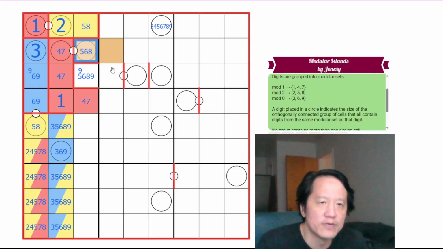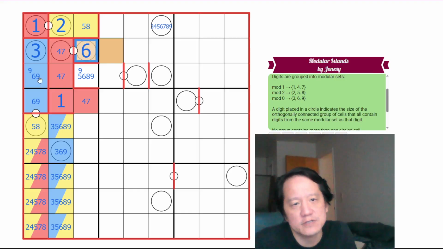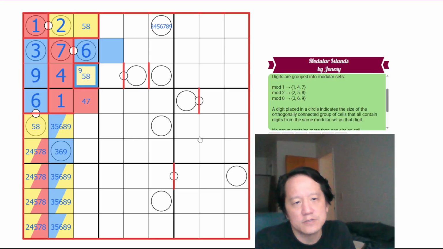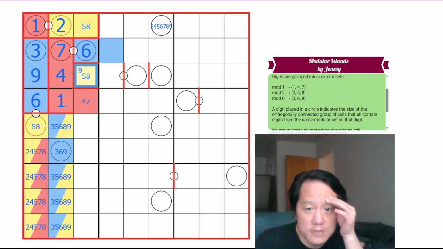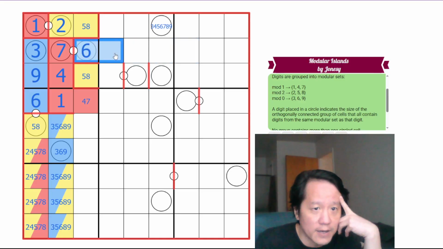Oh, this can't be 5 or 8. That would force this to be orthogonally connected region with this, but it's already only of size 2. So this has to be 6. So this is 6, which makes this 7 to be consecutive with it. That makes this 4. That makes this 9. This is 6 here. This is then blue. So this has to be yellow. Not 6 or 9. It's 5 or 8. We cannot go 3. Okay, we are done that way.